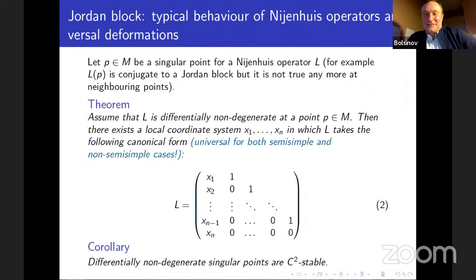This theorem is, in my opinion, very nice. If our operator is generic in the differential sense, in the sense that the coefficients of the characteristic polynomial of this operator are independent functions at a given point, then we can always reduce this operator to a very simple and elegant form known as companion form. So this is just this. And it is true for a Jordan block. For a Jordan block at the given point, all these coordinates x1, ..., xn will vanish. But it is also true for any differentially non-degenerate operator. That doesn't matter how many Jordan blocks there are, or even for the semi-simple case, it's still true.